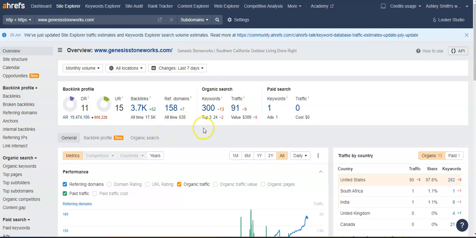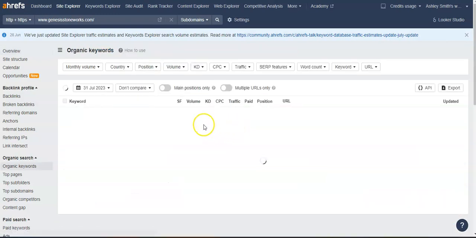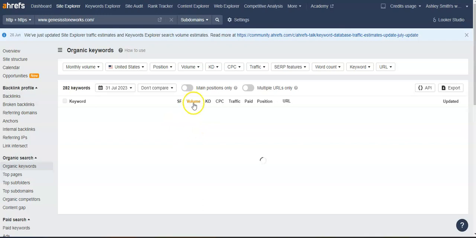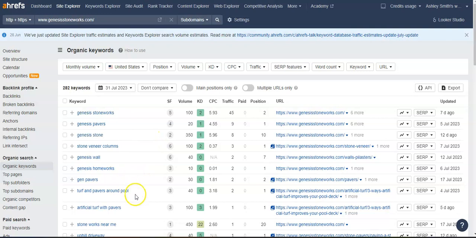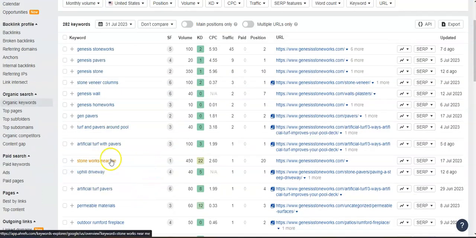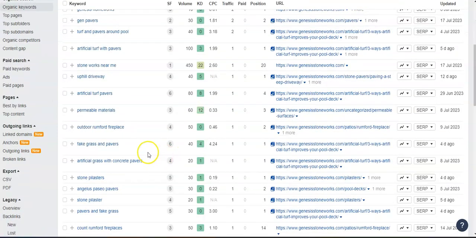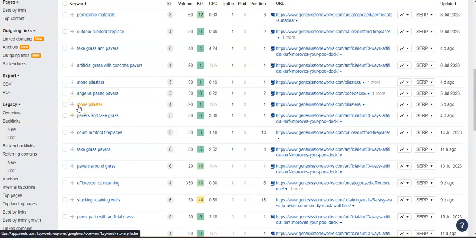And lastly, most importantly, I want to talk about the organic keywords in the content that I had mentioned before. Pulling up the keywords for Genesis Stoneworks, I wanted to give you an idea, looking at the volume column, of how many people search for specific keywords in a month, just to give you an idea of things to focus on. So real quick, Stoneworks near me, 450 people search for that. Things like stone pilaster, 20 people look for that. Fake grass pavers, 80 people look for that.